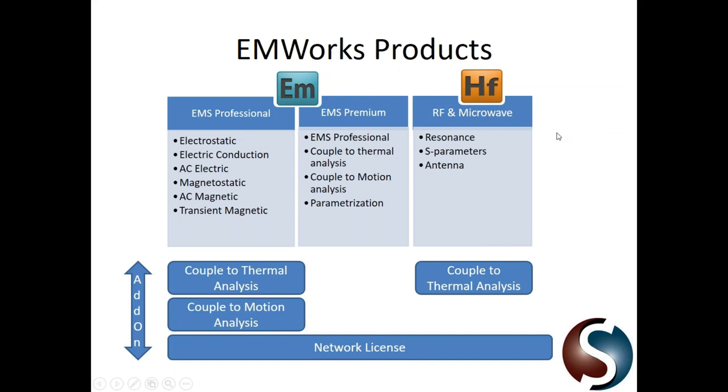Now, the EMS product comes in two flavors. One is EMS Professional, the other is EMS Premium. Everything that I showed you today in the demonstration can be done using EMS Professional. EMS Professional comes with six different types of solvers: electrostatic, electric conduction, and AC. These are the electric solvers. Then we have the magnetostatic, AC magnetic, and transient. These are the magnetic solvers. We also have the ability to couple to thermal simulation and thermal stress, and also couple to motion analysis.